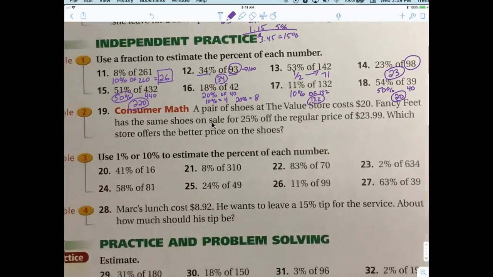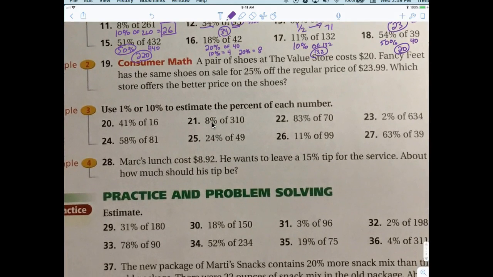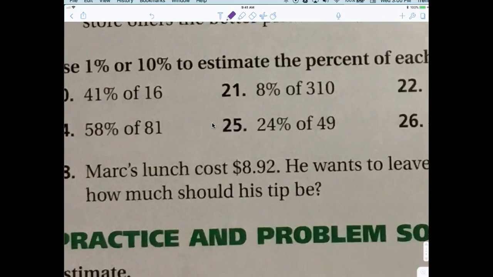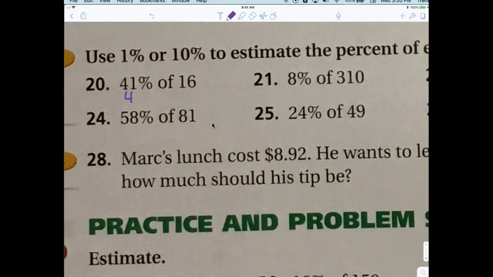Yeah. I'm working on it. Let's go down to 20 through 27 now. All right. So that would be 40% of 20. Right? So 10% would be 2, right? Oh, yes. I was looking. So 40% would be 8.